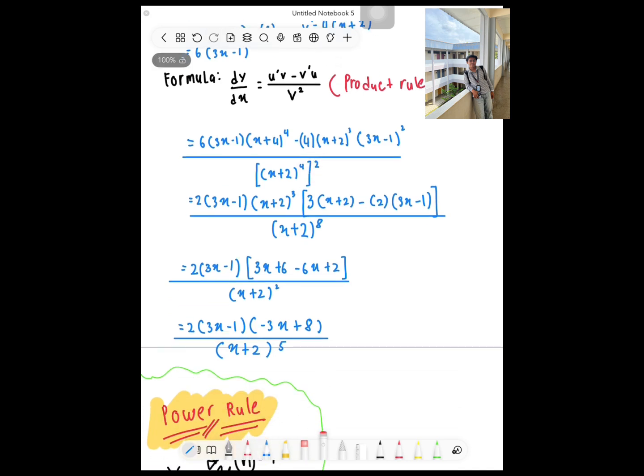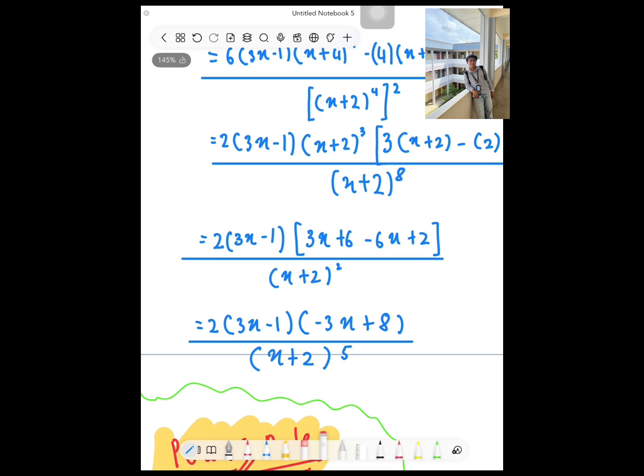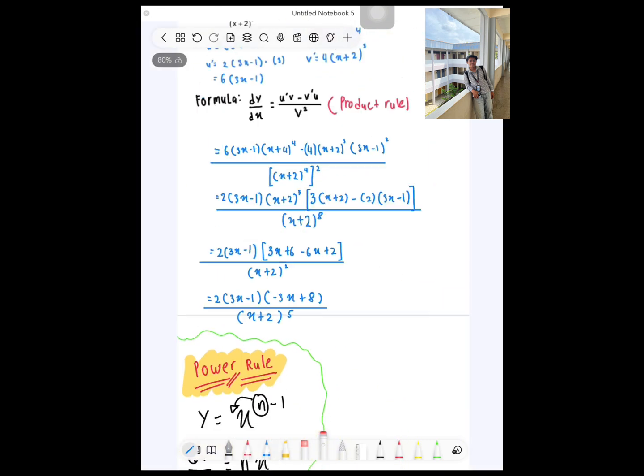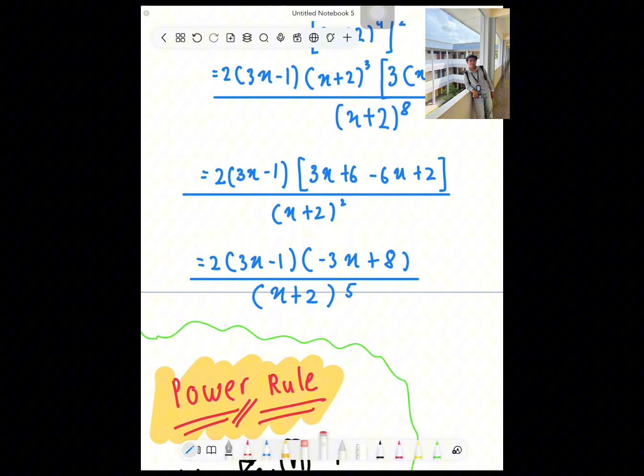So we get 2 times (3x minus 1) times (x plus 2) power 3 and 3 times (x plus 2) minus 2 times (3x minus 1) over (x plus 2) power of 8. So we get 2 times (3x minus 1), (3x plus 6 minus 6x plus 2) over (x plus 2) square. So for the final question, we get 2 times (3x minus 1) times (negative 3x plus 8) over (x plus 2) power 5. This is the final equation.